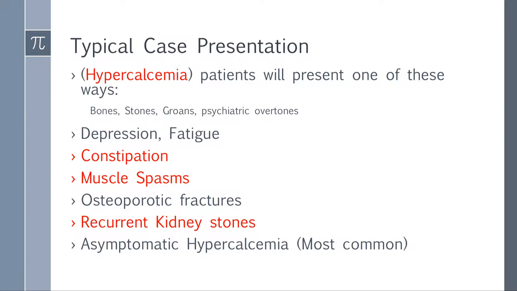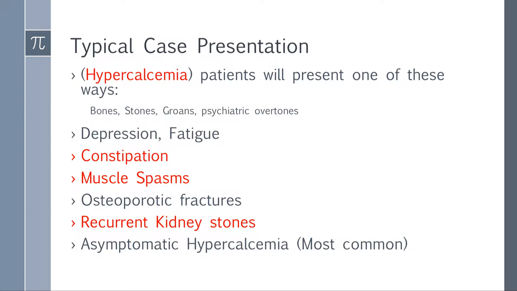But some of the things: think somebody has constipation for a long time. Remember, too much calcium is going to block sodium. You're not going to push everything through your GI system. It's also dependent on action potentials, so you're not going to have as much peristalsis. Muscle spasms: your muscle is not going to function as much, it's just going to be spasming.